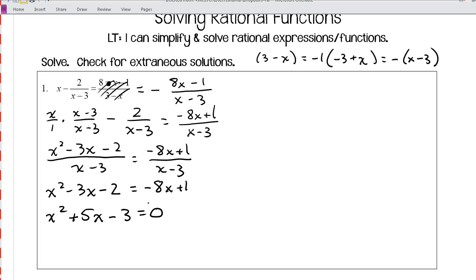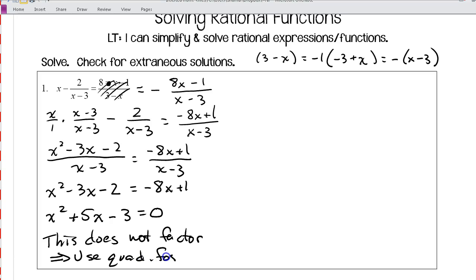Now at this point, most of the time what you're going to do is you're going to factor this to find the solutions. But in this case, this does not factor. Okay, so what we're going to do is we're going to use the quadratic formula. Okay, so let's go over here. Let's use the quadratic formula.